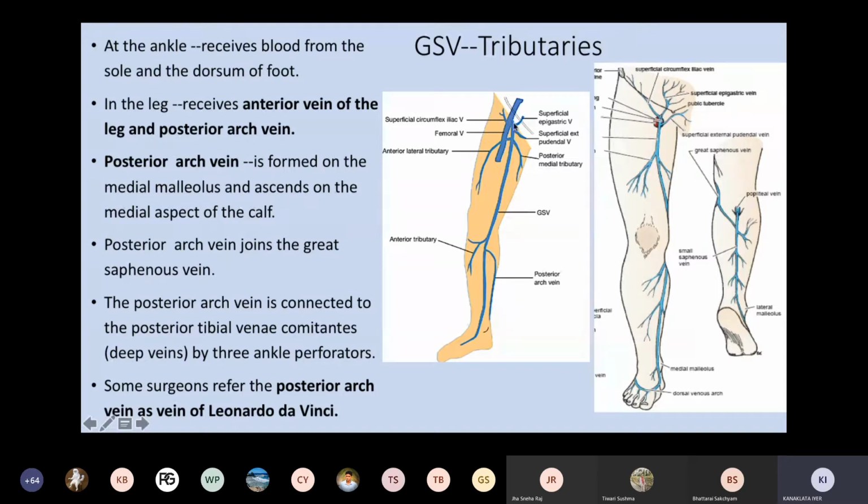Here you can see this is femoral vein and this is a great saphenous vein. So starting distally here near the ankle, it will get the blood from the sole and dorsum of the foot. Then it will receive anterior vein of the leg. This is the anterior vein of the leg, and this is the posterior arch vein. The posterior arch vein is also called by surgeons as a vein of Leonardo da Vinci. That is formed by the perforators. We'll come to perforators. So there are 3 perforators at the ankle which join to form posterior arch vein, which also is a tributary in the leg.